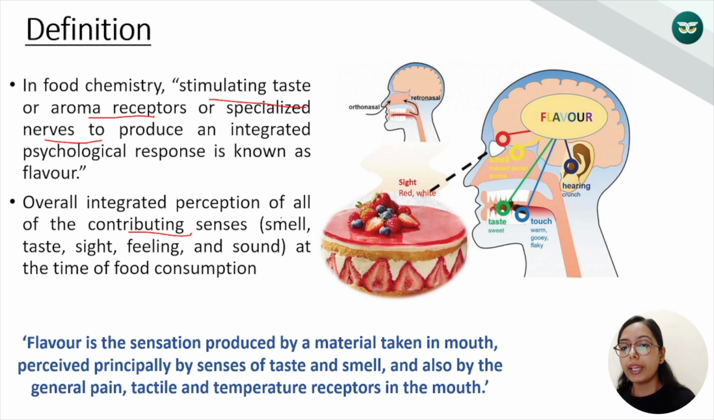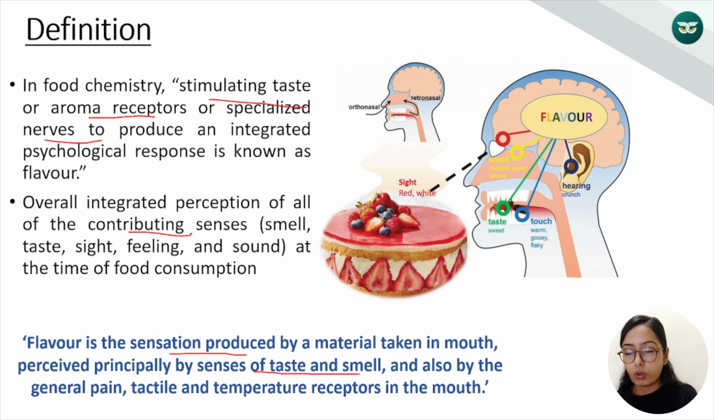So altogether, the proper definition of food flavor is that flavor is a sensation which is produced by a material taken in the mouth, perceived principally by the senses of taste and smell. Here we must focus that the major primary senses responsible for the perception of flavor are two senses, which are taste and smell. The others are also there, but the primary senses are taste and smell.